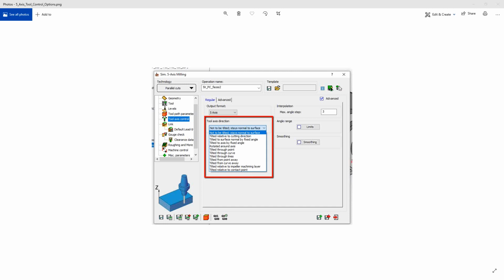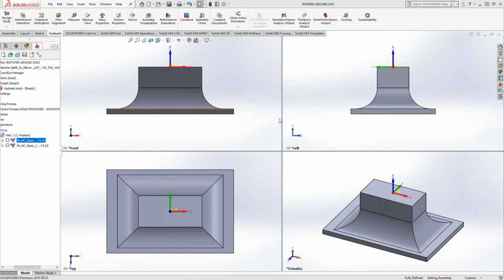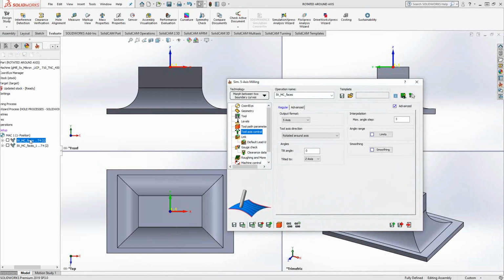In this video, we'll continue our series of videos on the tool axis control options inside of the simultaneous 5-axis milling toolpath. This video, we'll be talking about rotated around axis. Rotated around axis simply means that we're going to give it a tilt angle around one of the axes on the part, either one we define or the X, Y, or Z axes. You just choose whichever one best fits your part.